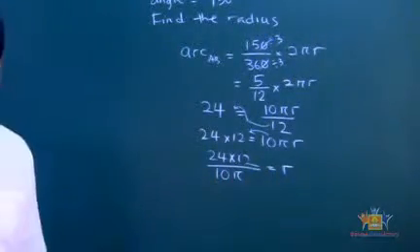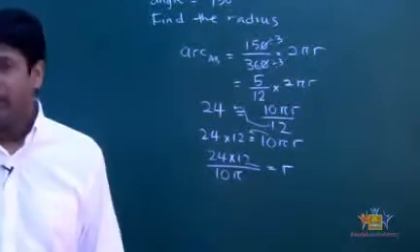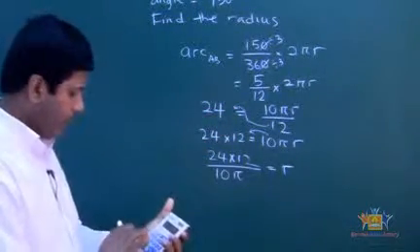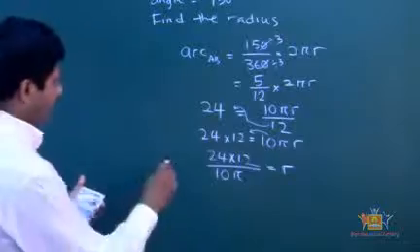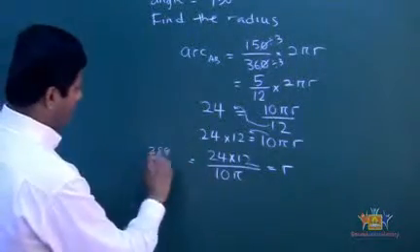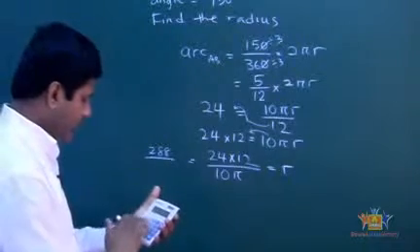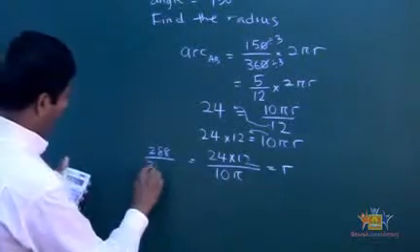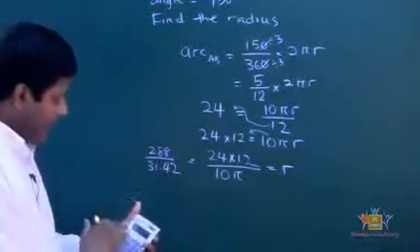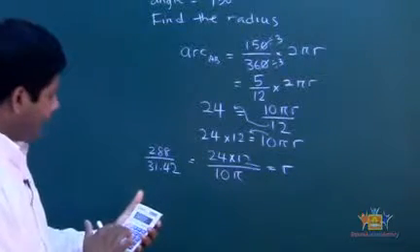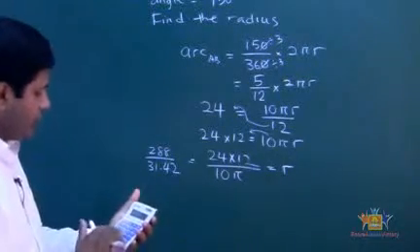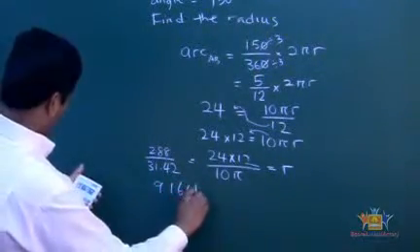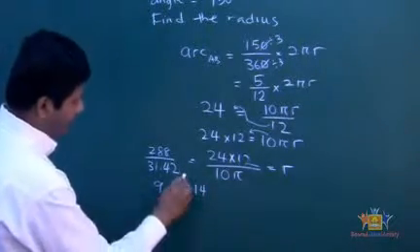See that? Okay, so let's use the calculator. If you're using the basic calculator, solve the top part first. 24 times 12 gives me 288 over 10 times pi. 10 times pi, which is 3.142, is 31.42. And then you take 288 and divide that by 31.42, so it gives you 9.16614. But we want to round it to 2 decimals.